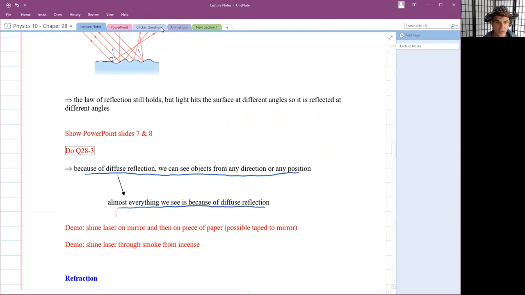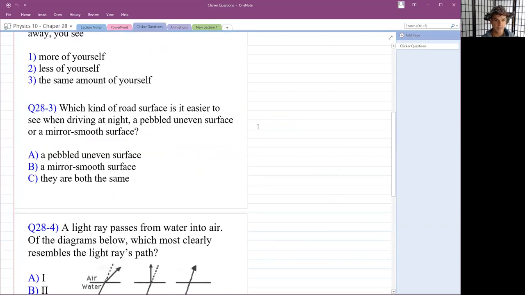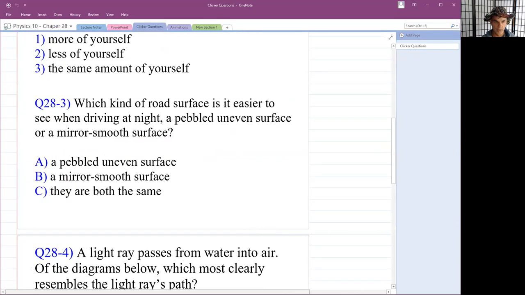So I want to ask you a kind of cool clicker question to think about. Thinking about all of that, this is clicker question 28.3. It says the following: which kind of road surface is it easier to see when driving at night? A pebbled uneven surface or a mirror smooth surface? So you're driving at night and the road could either be pebbled and uneven or mirror smooth. What kind of surface would it be easier to see that?